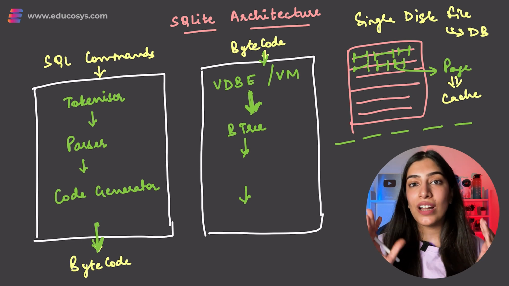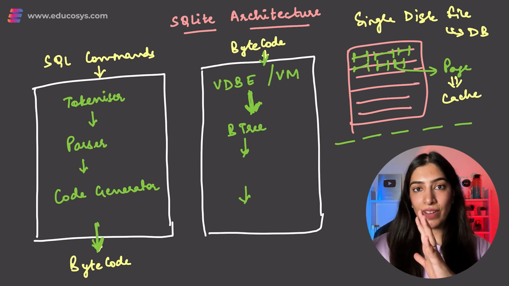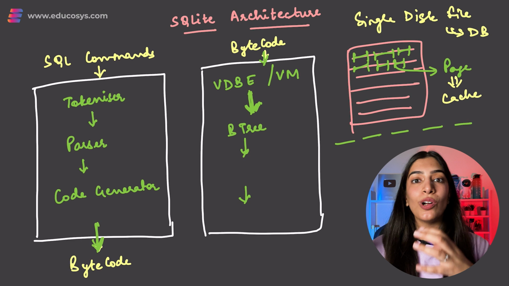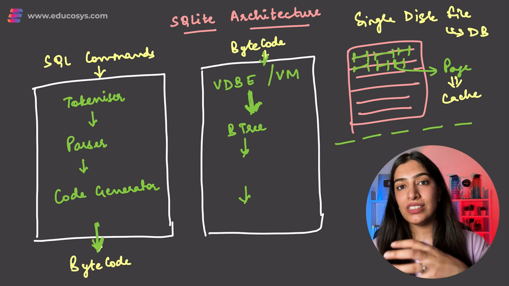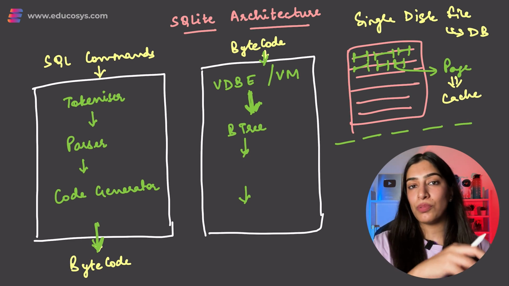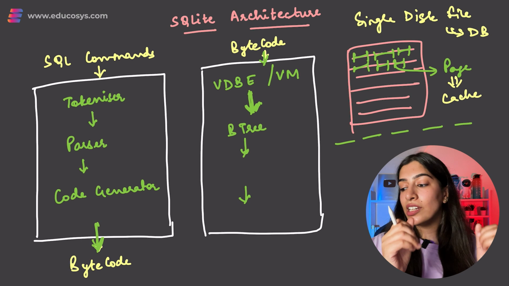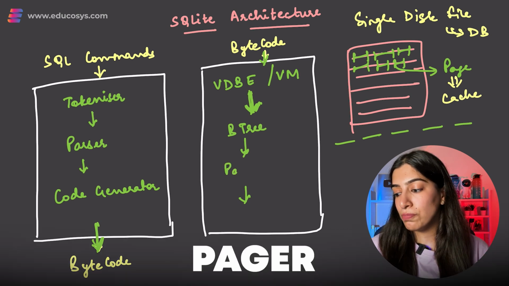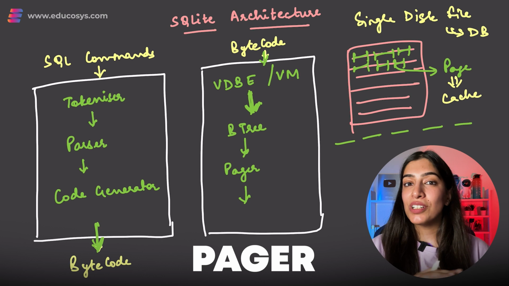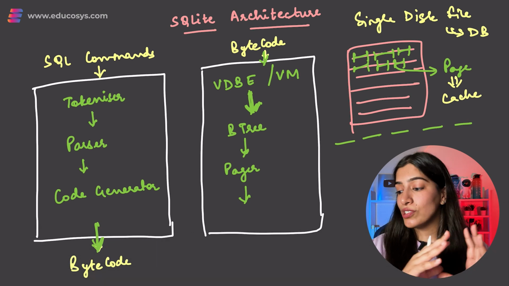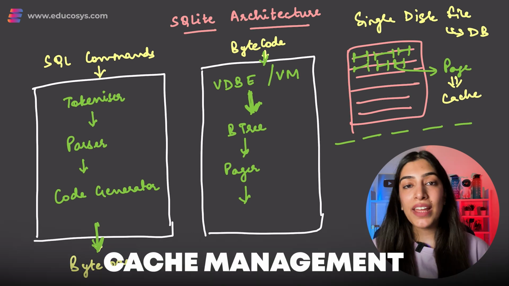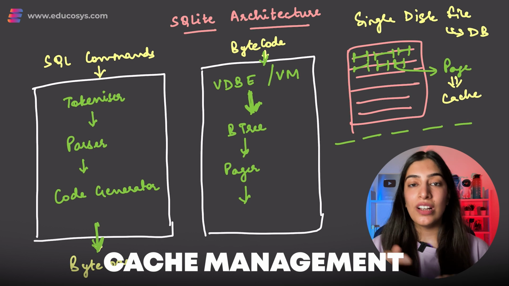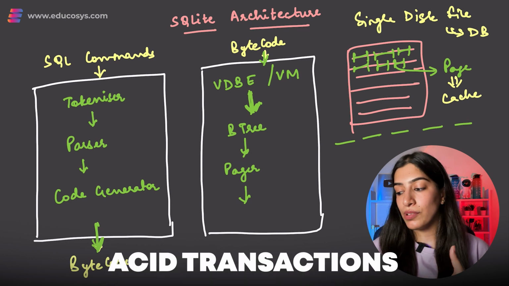But in order to understand the overview, what is happening is there is a disk file, there are pages. Whenever we want to process a few pages, those pages have to be taken out, put into cache, and processed. Now, this processing is done by our next component, which is called the pager. This pager component is extremely important and we're going to spend a lot of time on it. Cache management is just one of the things it has to do. Our ACID transactions happen because of the pager.